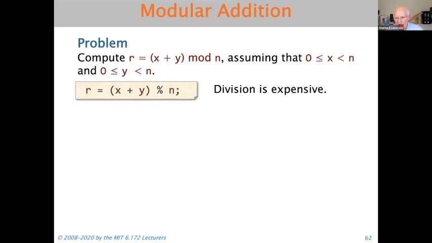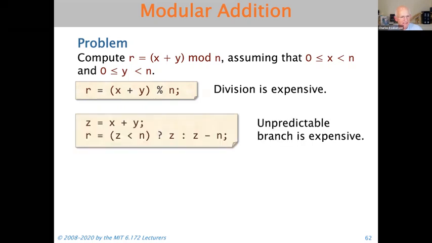In this case, however, we're assuming that x and y are both non-negative, and in fact, neither is equal to n or greater. That means their sum is at most n minus 2. And we can avoid division by just using this code. We add the two numbers together, and if the sum is less than n, we return that sum, and otherwise we subtract n from it, because we know it's not going to be bigger than n minus 2.